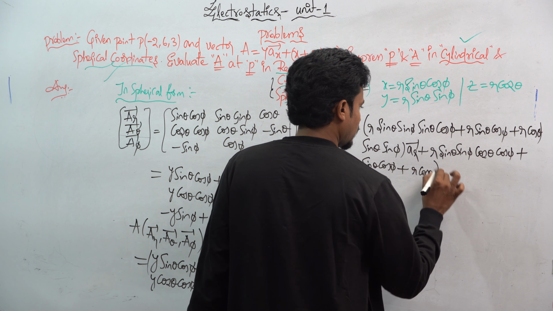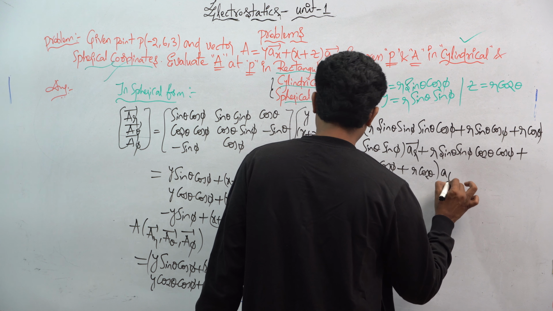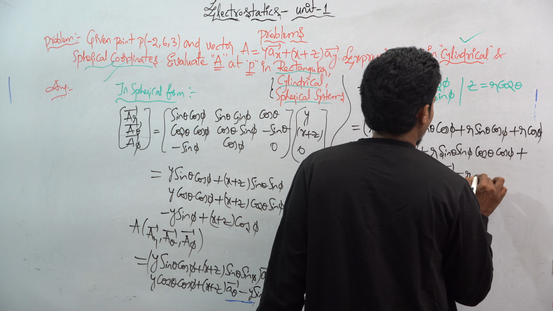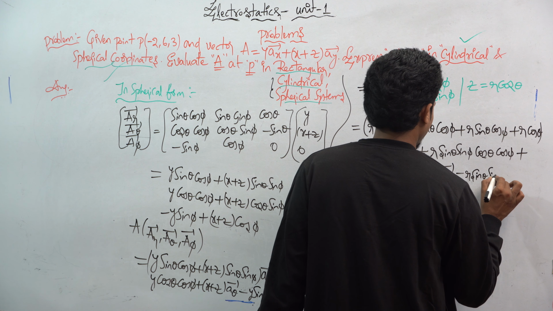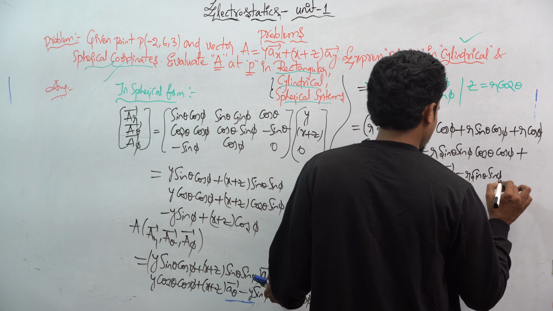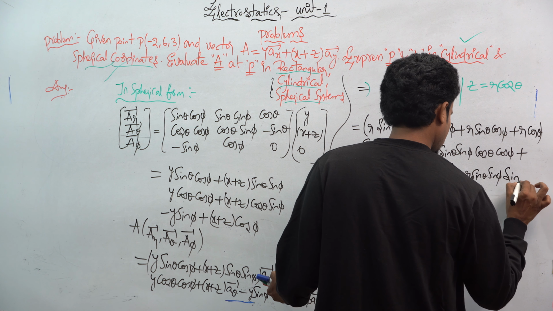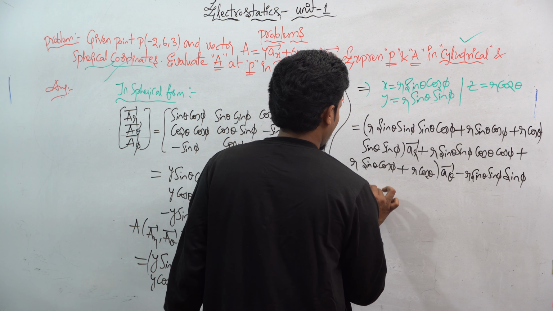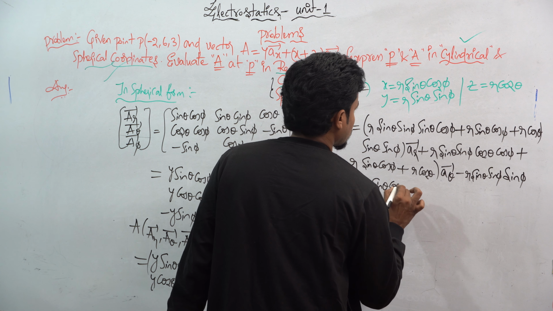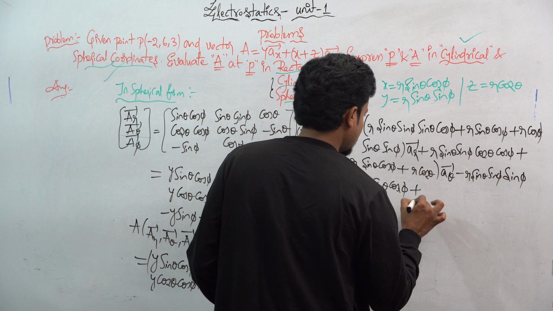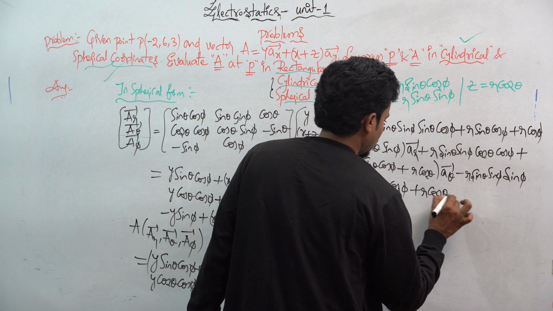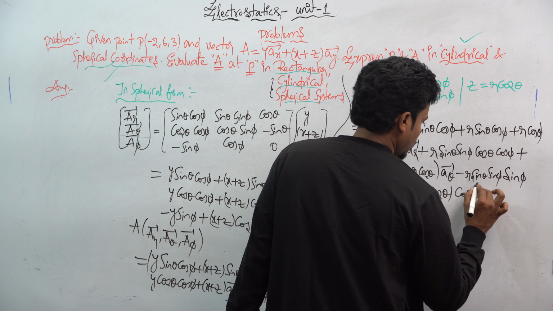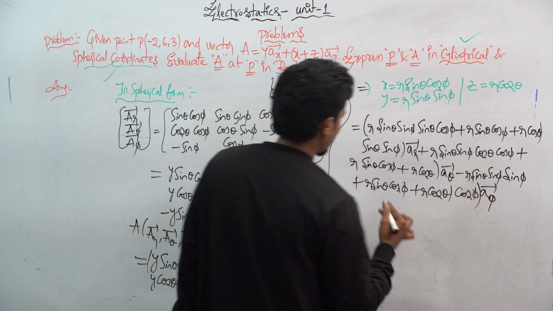Into this, the a_theta bar, minus y component: r sin theta sin phi times sin phi, plus x component: r sin theta cos phi, plus z component: r cos theta into cos phi, this is the a_phi bar. Okay, now multiply it.